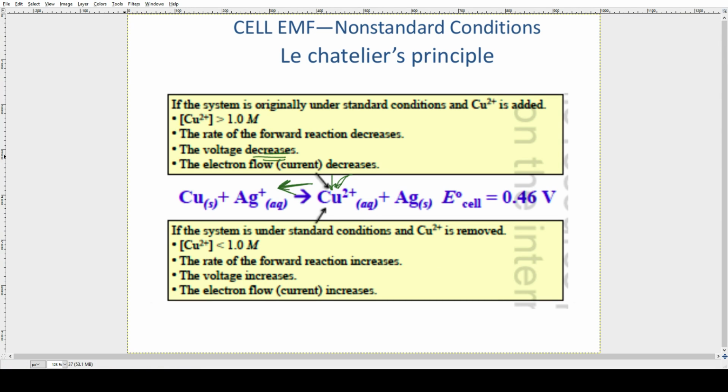And then another situation is, what if we removed copper? And if we remove that copper, then it goes, oh no, not enough copper ion. I need to make more. The forward reaction rate increases, and the voltage then increases as well, and the electron flow increases. So you want to be able to analyze these. You still need Le Chatelier's principle. In fact, last chapter is going to get used a lot in the next 3 example problems that we do.